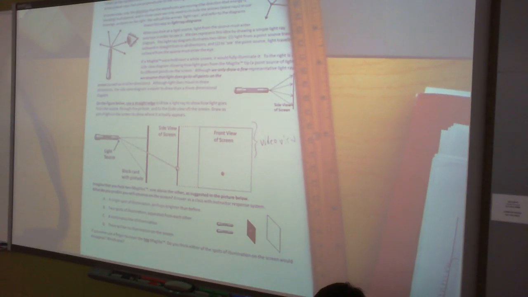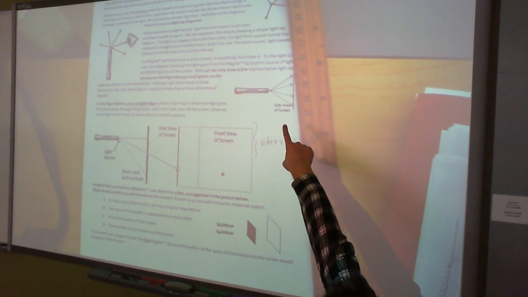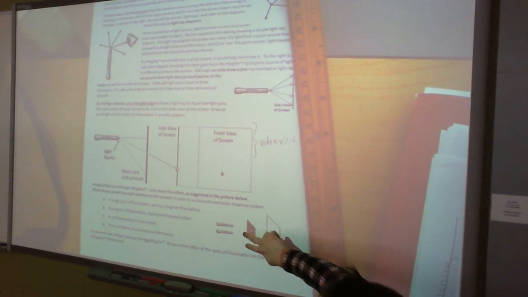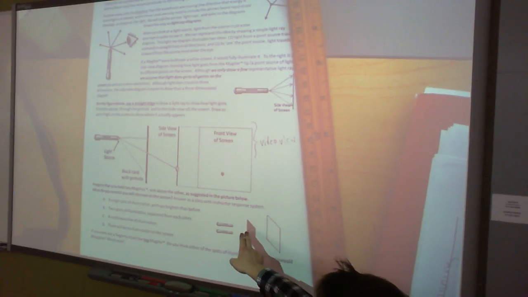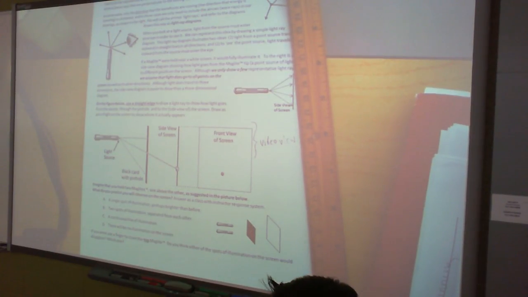2 magnets and 2 light sources? Yep. So instead of 1 light source up here, we now have 2. What's going to happen on the screen behind the blocked out pinhole?